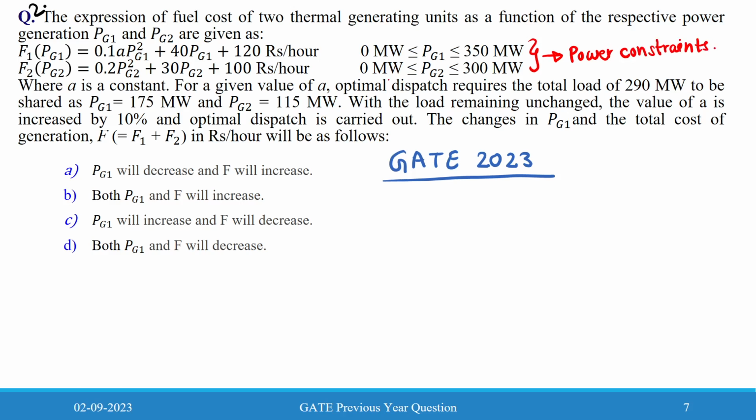What happens is that if you find these power values for this economic dispatch, but you are getting power more than the maximum value, then you have to assume the maximum limit only.